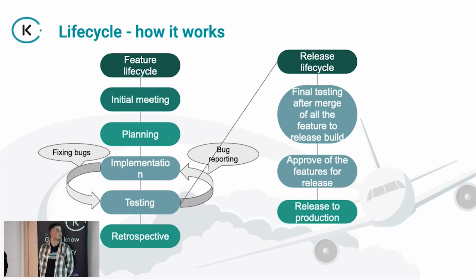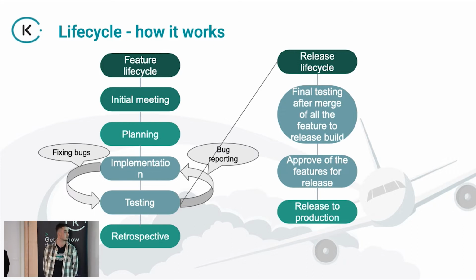Here you can see our life cycle, or how it works. On the left side, you can see the feature testing, and on the right side, the release testing. Feature testing starts with an initial meeting, going through the planning, and then the implementation and testing start. In this phase, we are finding bugs, and the devs are starting with fixing them.